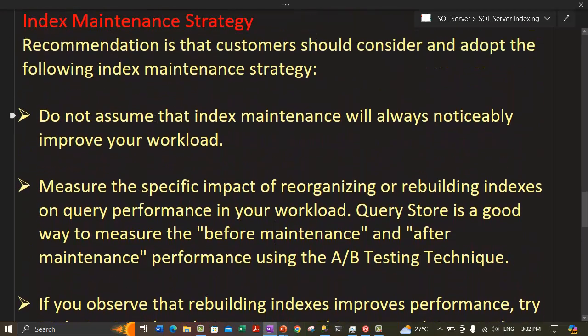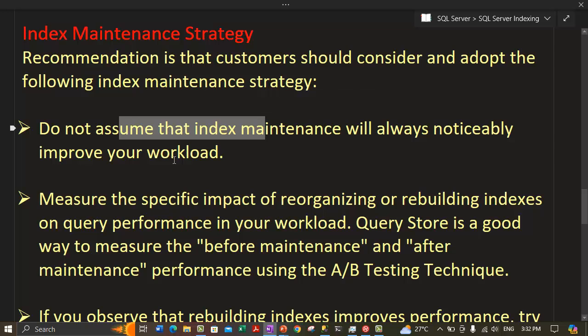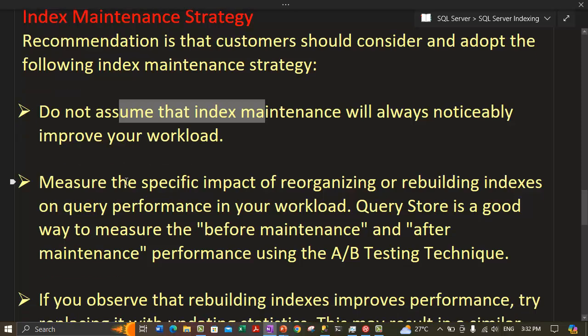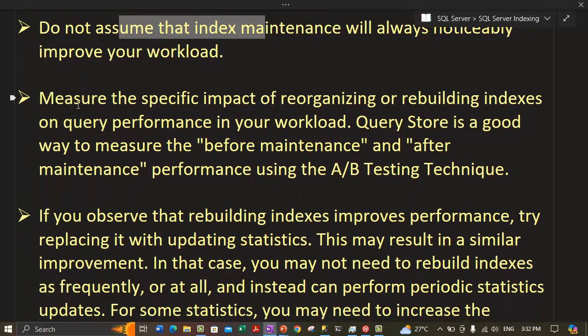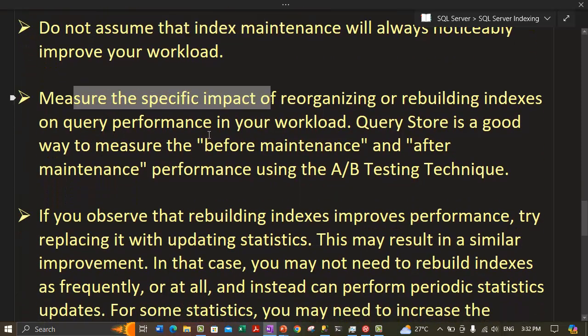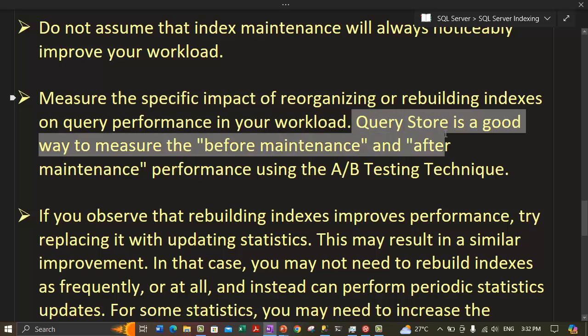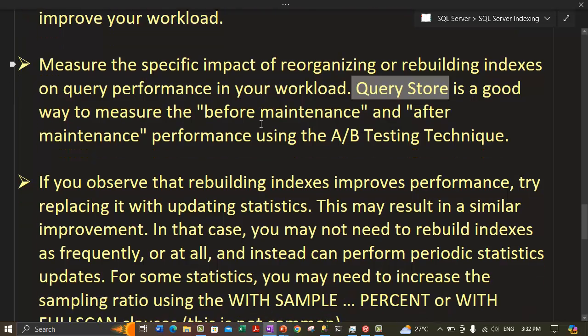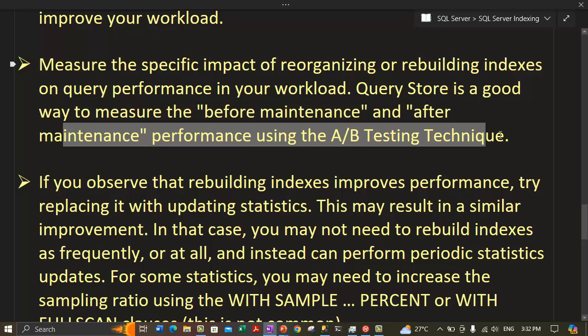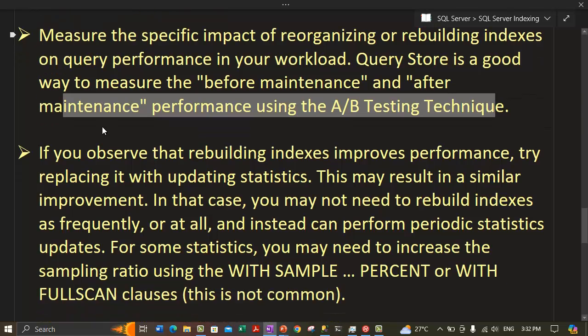So we have discussed two factors so far. Do not always assume that if you do index maintenance, it will provide you performance benefits. And second, you should always measure the impact of rebuilding or reorganizing the indexes, and that can be done through one of the tools called Query Store, which we will discuss later, where we can compare the before maintenance and after maintenance performance using the A/B testing technique.